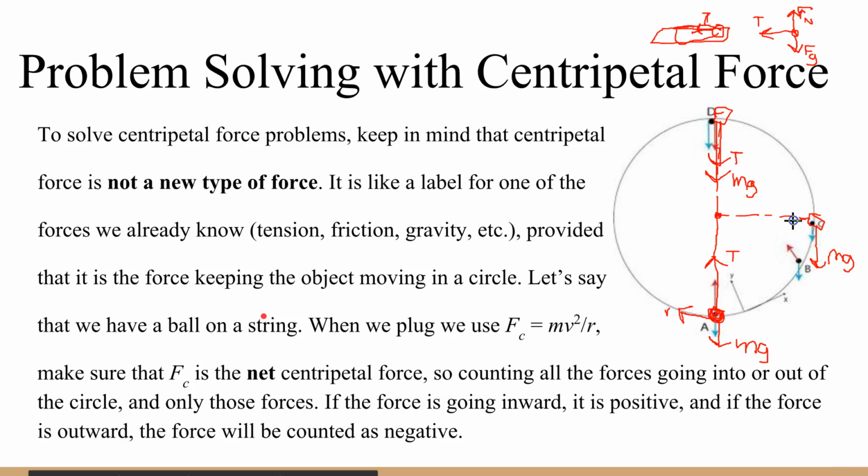So we don't even count that. Tension will be pulling in toward the center. So T will just be mv squared over r. No mg, just mv squared over r. Okay, I'll give you a couple seconds to digest that. Then I'll go into some practice problems.